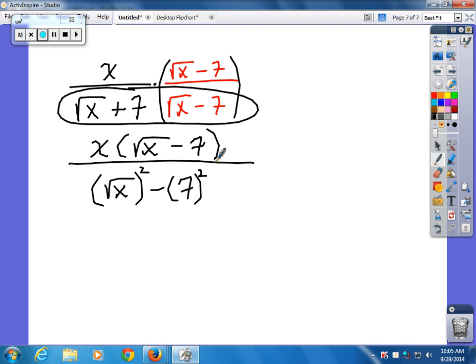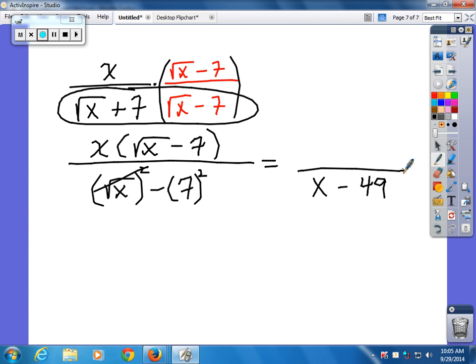Now, by shortcut number 3, you've got the difference of 2 squares. So you square both terms. What is the square root of x, quantity squared? X. So that gives you x in the denominator. And what is 7 squared? So your radical is gone in the denominator, and that's what you want.